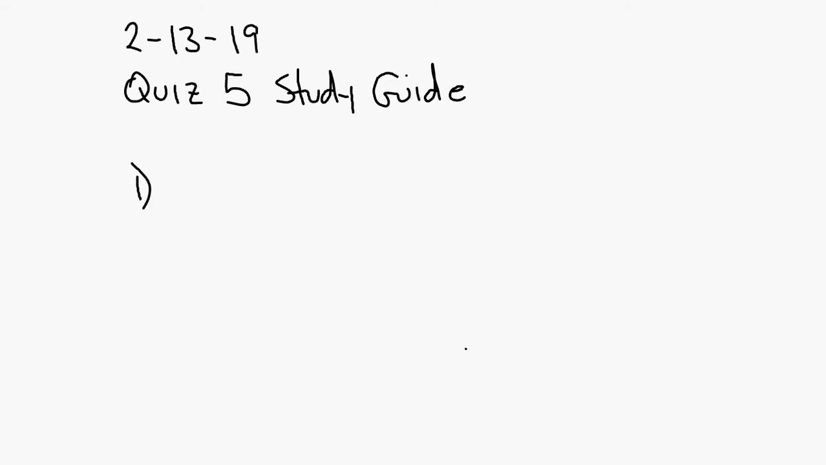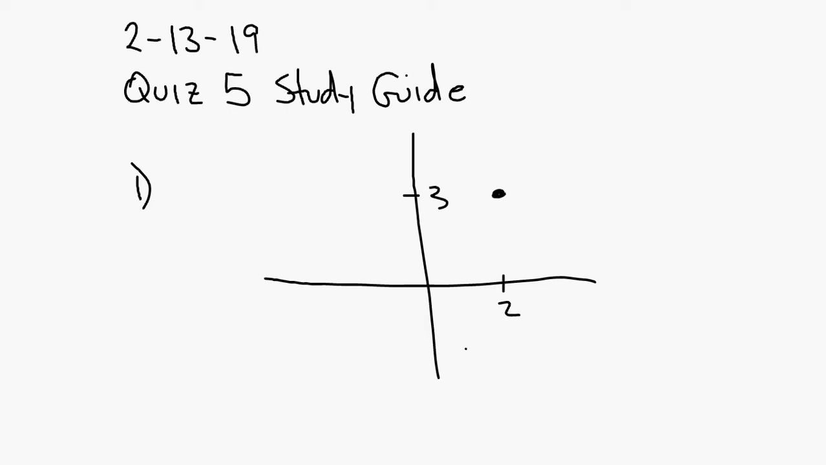Alright, number 1 on this study guide. That is the Subway shop, your house problem. So you graph it. You've got the Subway shop at (2, 3). You've got your house at (-6, -4). And you connect them.